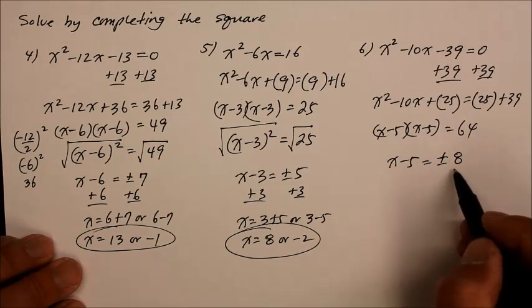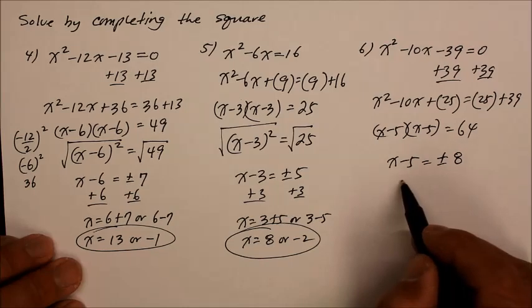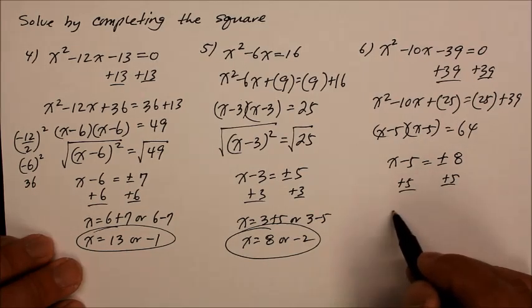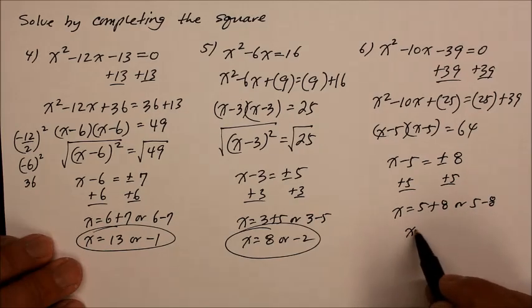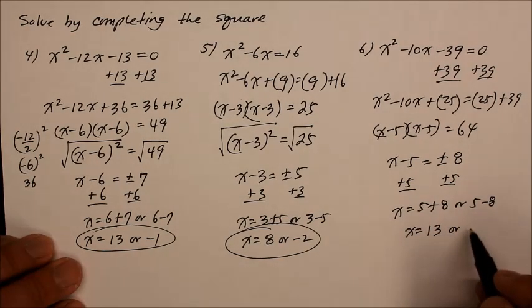You can see that, huh? I skipped like 2 or 3 steps now. So when you add 5 to both sides, x is equal to 5 plus 8 or 5 minus 8. So the two possible solutions are 13 or negative 3.